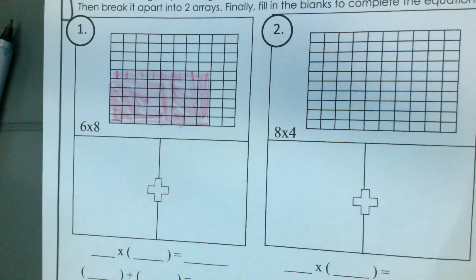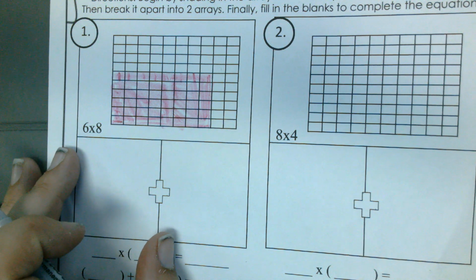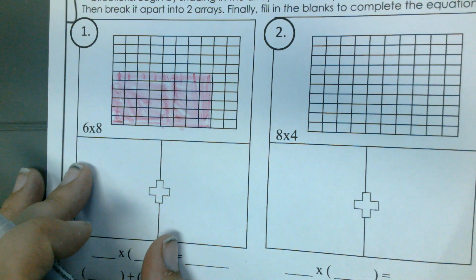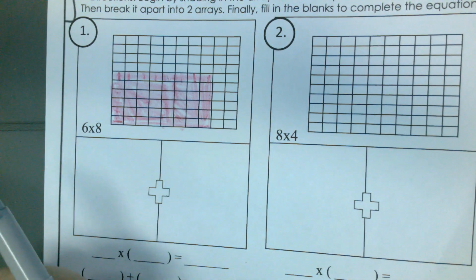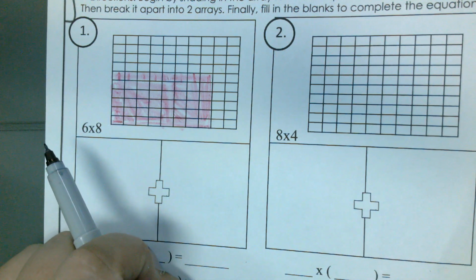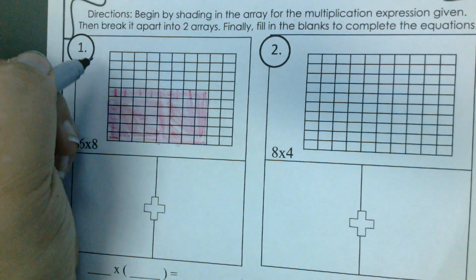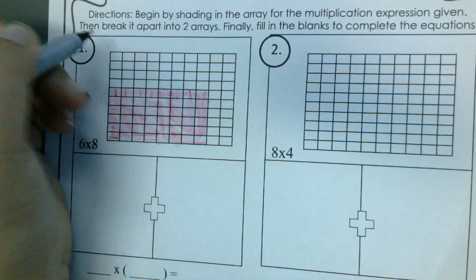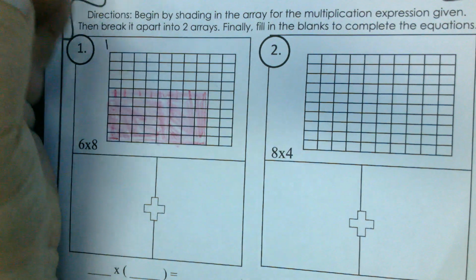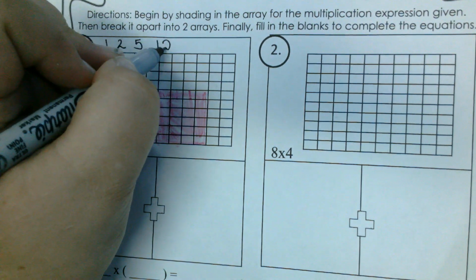Now, we teach the students to break apart a number into friendly numbers. Now, friendly numbers are simply numbers that are more innate and easier to count by. So we teach them that their friendly numbers are 1, 2, 5, and 10.